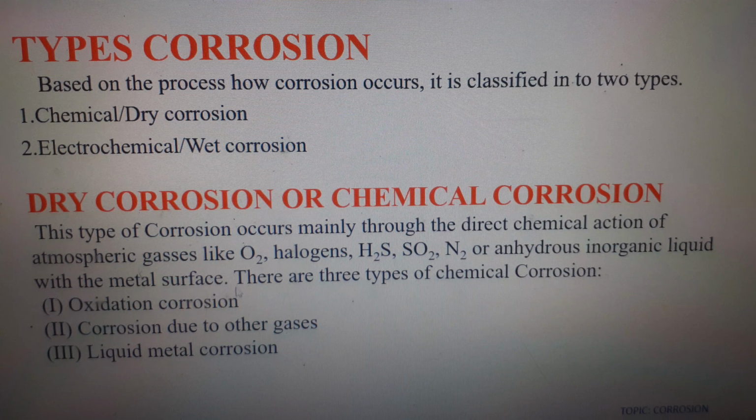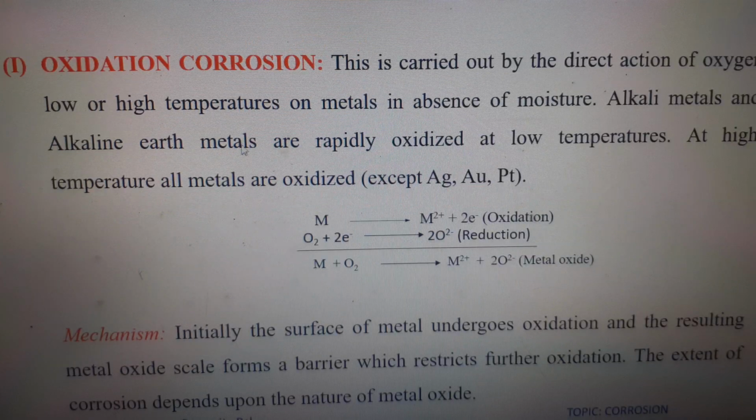So therefore it has been divided into three subcategories. The first, when it happens due to the presence of oxygen, then it is known as oxidation corrosion. And then the attack of the other gases like H2S, SO2, and then we have liquid metal corrosion phenomena. So first we will start with the oxidation corrosion.